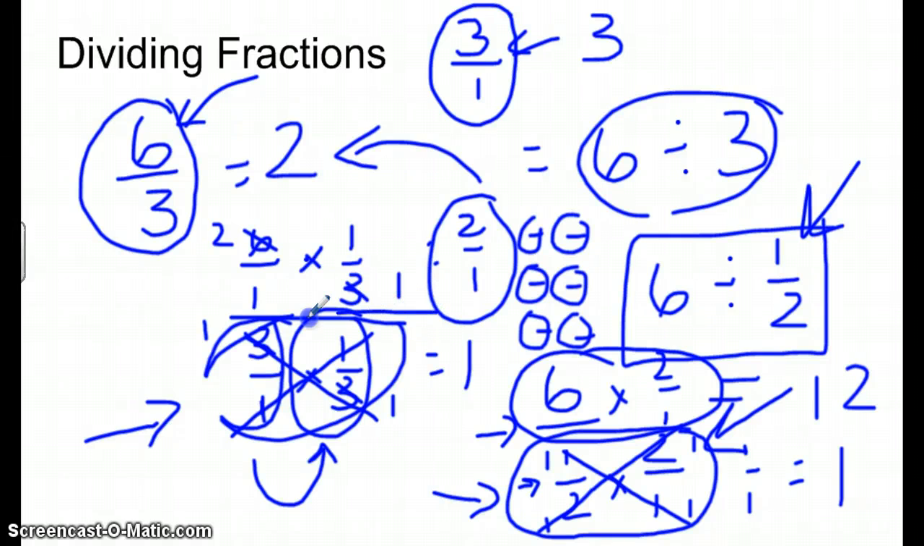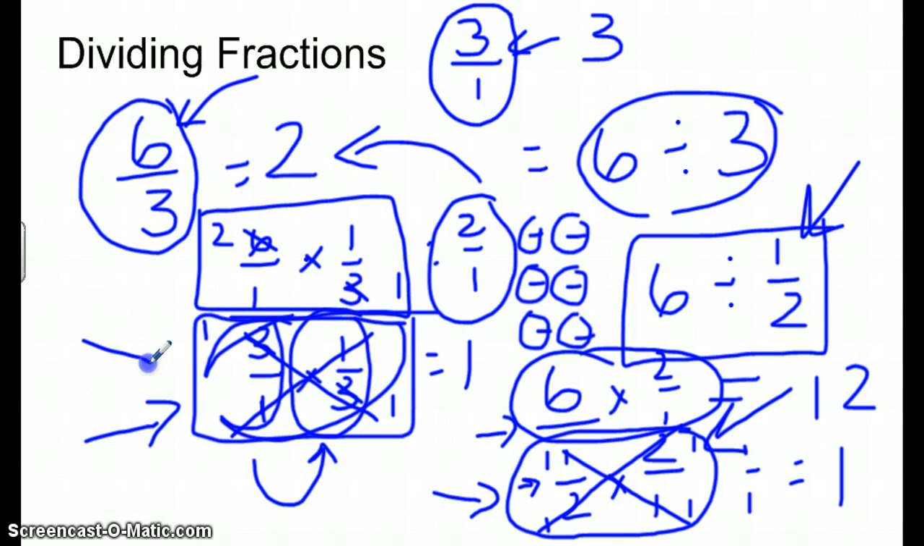It allows me to cancel the number that's on the bottom, the denominator of the fraction division problem, and only deal with what's on top. But in order to cancel that, I had to multiply by its reciprocal, and so I have to do the same thing on the top. Now let's just look at it as fraction division.